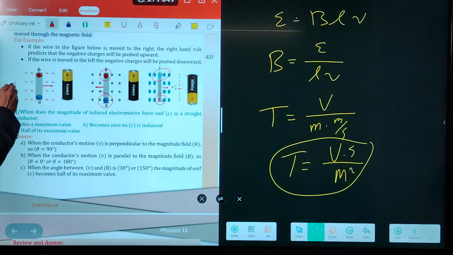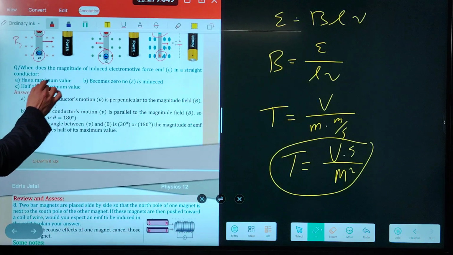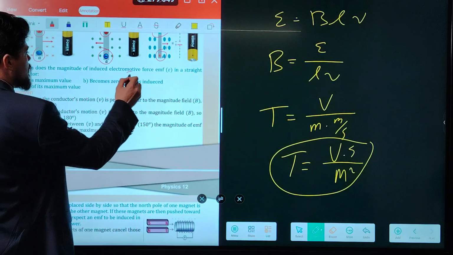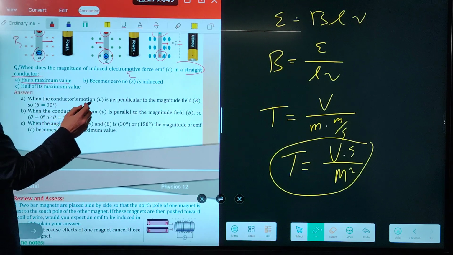So how about if the magnetic field is into the page and the movement of the wire is directed to the right? Look, field into the page. Where is the movement of the wire? To the right. Upward becomes positive, down becomes what? Becomes negative.